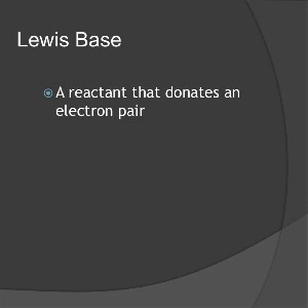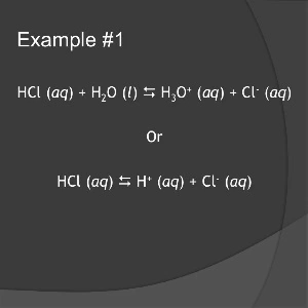Alrighty. I want you to write a reaction, and if you're looking at my PowerPoint, it's already there for you. But write a reaction where you have HCl, it's aqueous, reacting with liquid water in a reversible reaction to make H3O+, it's called the hydronium ion, that's aqueous, and chloride ion, Cl-, that's aqueous. What we're going to do is classify each of these according to Arrhenius and Bronsted-Lowry.